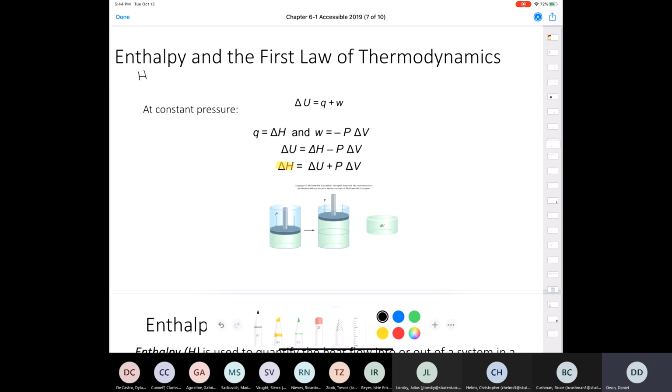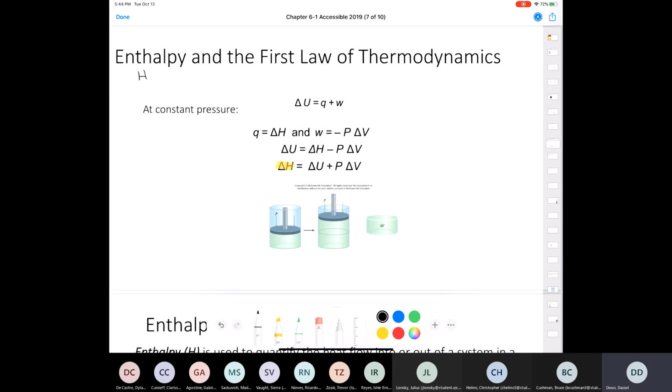I'll put that right here. So capital H. And so enthalpy is what we use to quantify the heat flow into or out of a system in a process that occurs at constant pressure. Okay, so this is very important that you know that enthalpy is used to measure heat flow in a system or a reaction, which is the system, of course, that occurs at constant pressure.